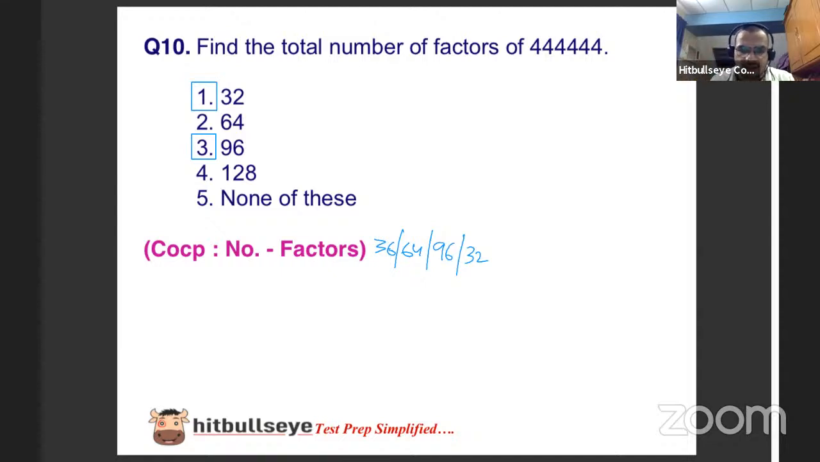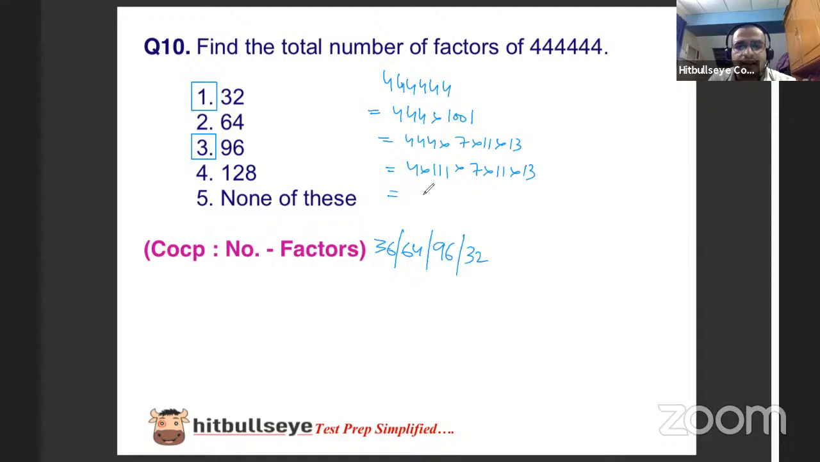चलिए आइए डिस्कस करते हैं और देखते हैं क्या है इसका सही आंसर. So the idea is to write down 444444 in the prime factorization form and then get the answers. But how do we get to the prime factorization form? That's the only thing which is required to be known for this answer. So let's do this. 444444 can be written down as 444 into 1001. First thing, please check. Also, I know that 1001 is a product of 7 into 11 into 13. Please check. And I can write down this as 4 into 111 into 7 into 11 into 13.